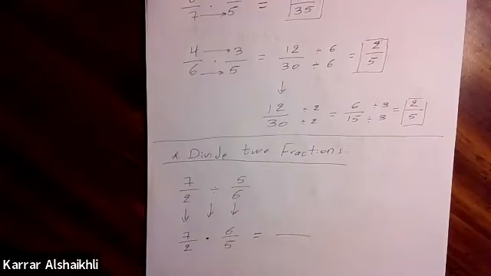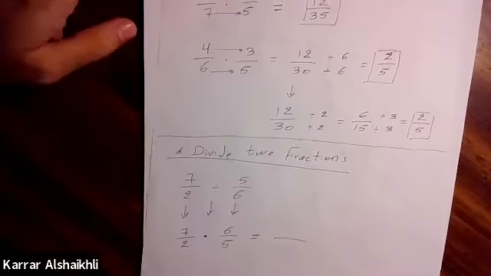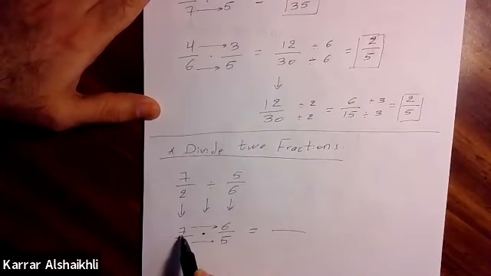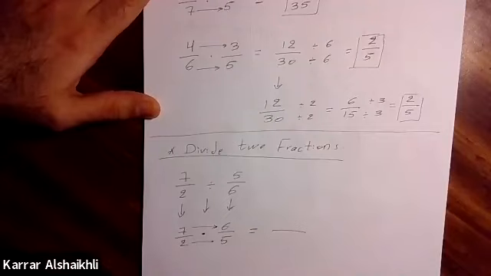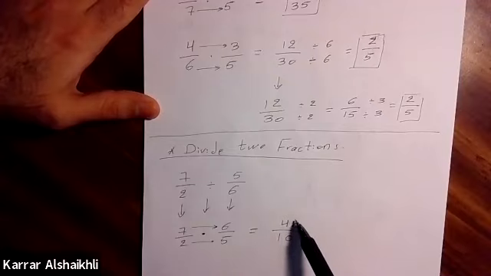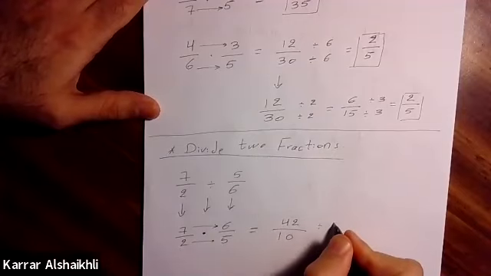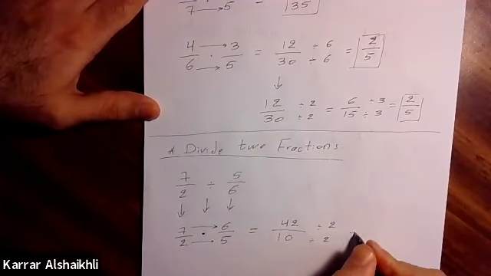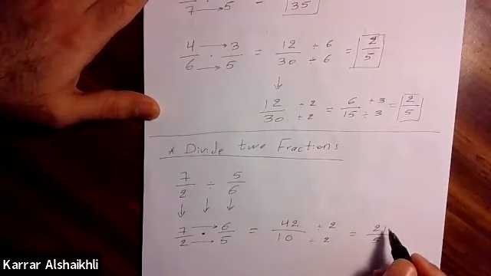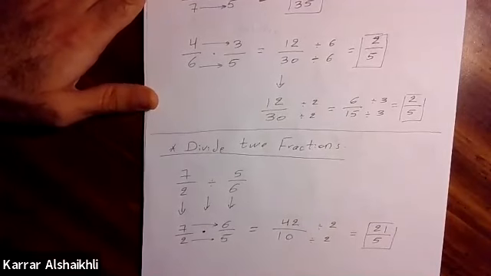Now we're going to do the multiplication. Now we have multiplication between two fractions. How do we multiply? We multiply straight across. 7 times 6 is 42. 2 times 5 is 10. Now, can I simplify it? Yes, I have a common factor between these two numbers, which is 2. So I divide this one by 2, divide this one by 2. 42 divided by 2 is 21. 10 divided by 2 is 5. So here is the final result.